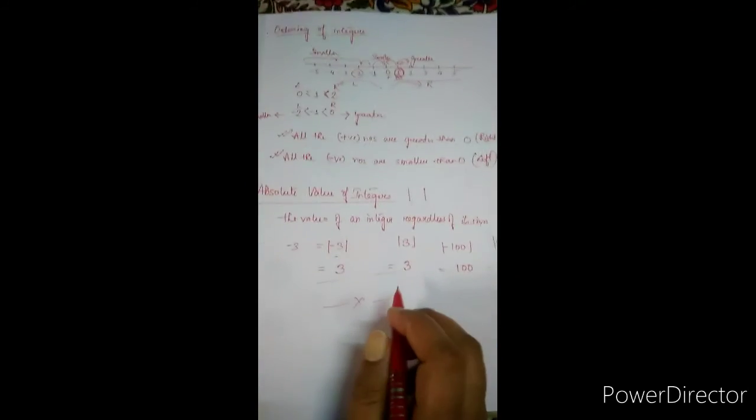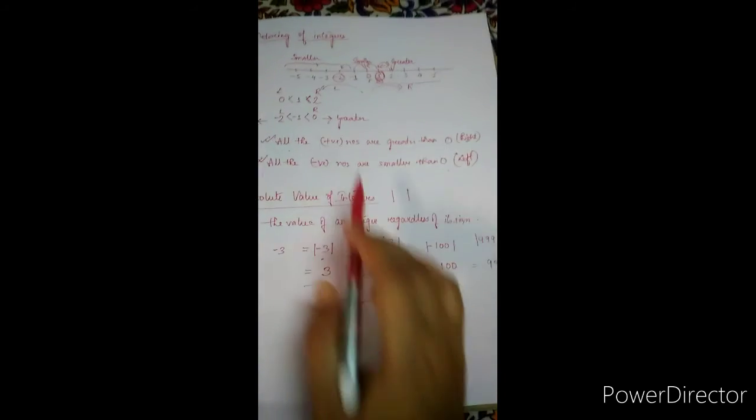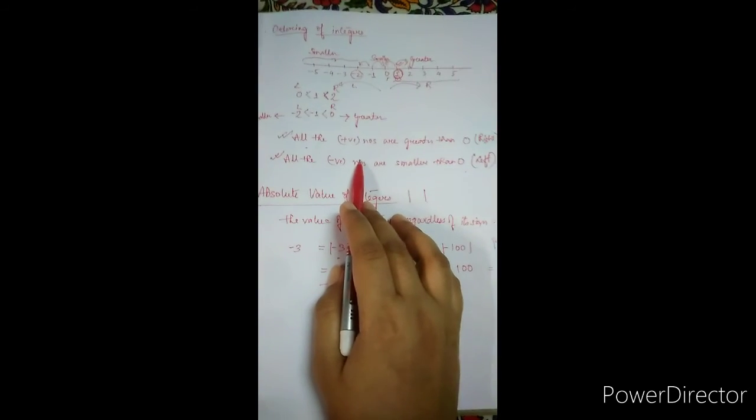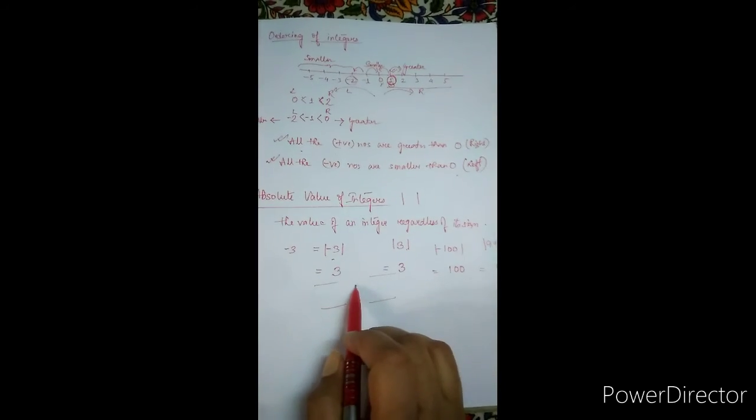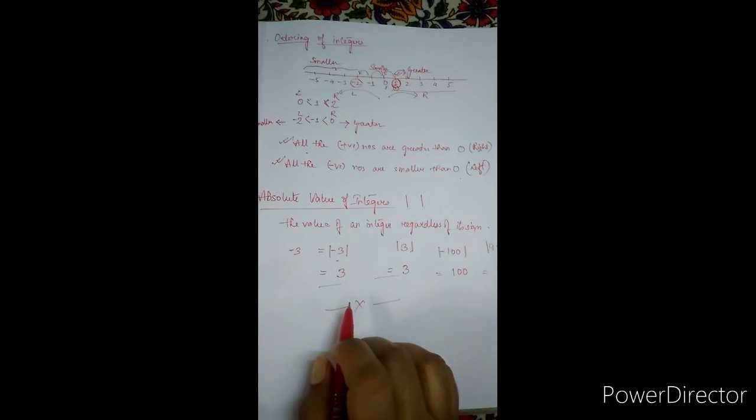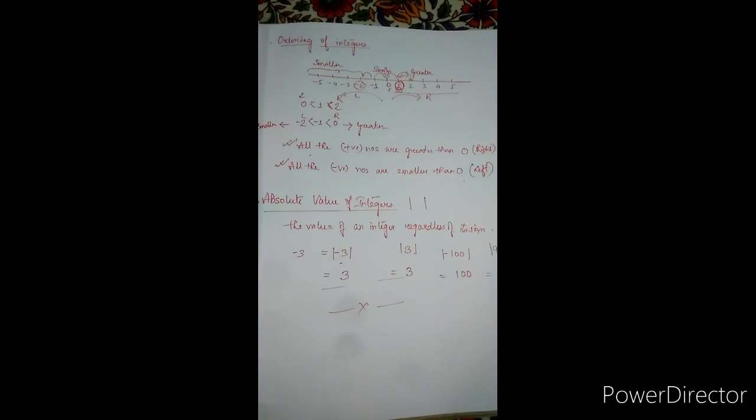So this is today's class. I have explained integers, ordering of integers, and the absolute value of integers. This is very much important, and many students make mistakes here. Next, now we will do exercise 5.1.